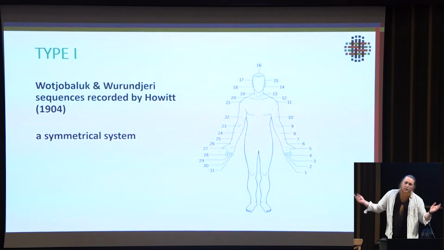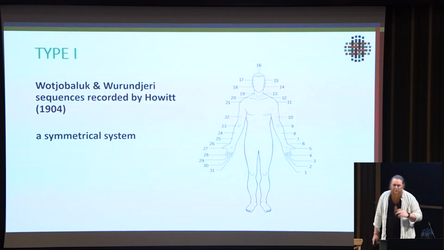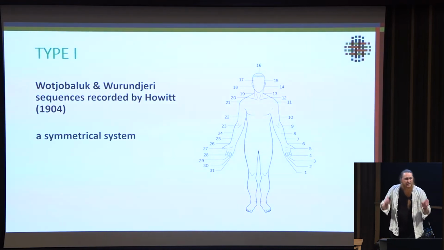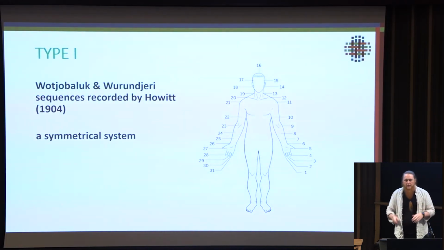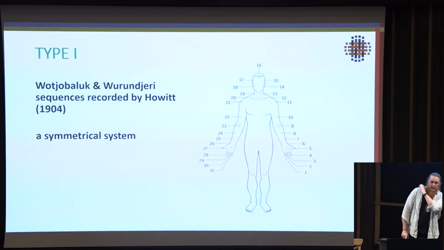Alright, type 1. So if you know these systems from Papua, this might look familiar to you. It's a symmetrical system. It's recorded by Howard for the Wujibolic and Wurundjeri. There's slight differences between the Wujibolic and Wurundjeri, but they basically follow the same pattern, beginning on the pinky, coming up to a central point, and then coming down the other side.